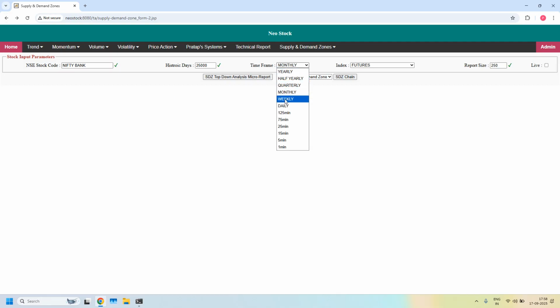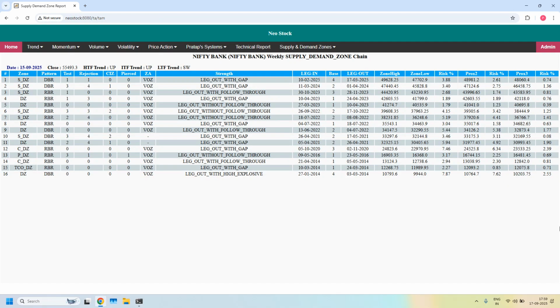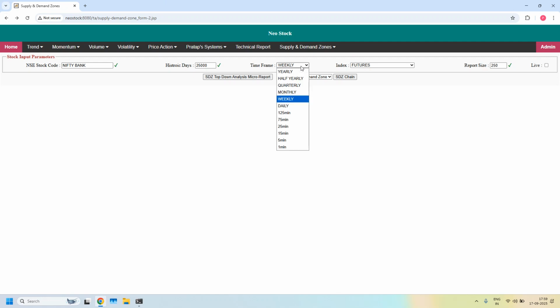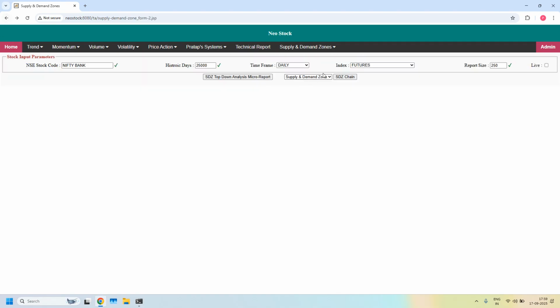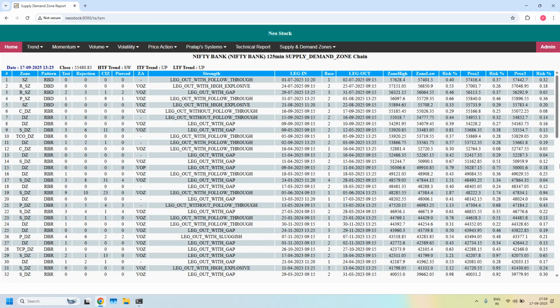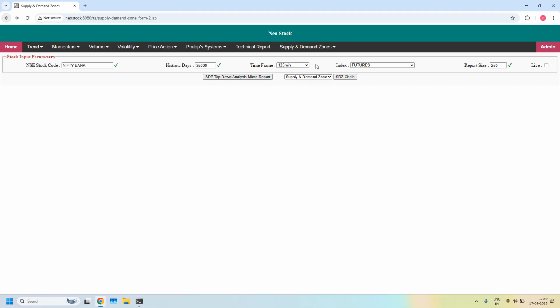Next, I am generating a weekly supply demand zone chain for BANKNIFTY. Next, generating a daily supply demand zone chain for BANKNIFTY. Next, generating a 125 minutes supply demand zone chain for BANKNIFTY. Next, generating 75 minutes supply demand zone chain for Bank Nifty.